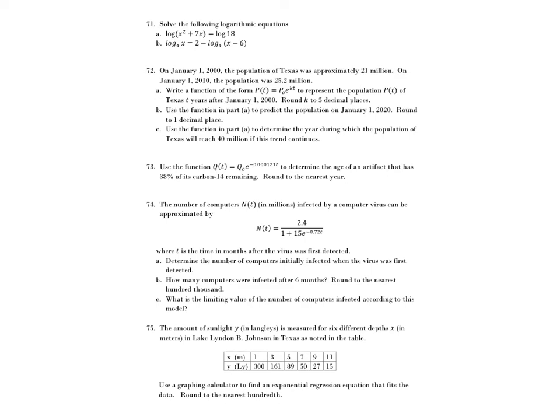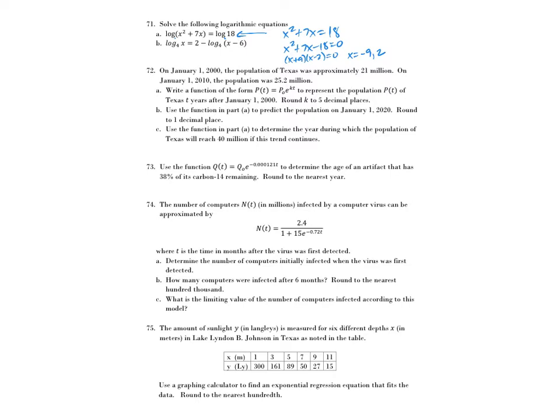So for the first one, I can say that this implies that x squared plus 7x is equal to 18. If I just take both sides to the 10th power, since they're the same base, I can just set the insides of the logs equal to each other. So I get x squared plus 7x minus 18 equals 0. And I can factor that. So x is equal to negative 9 and 2.